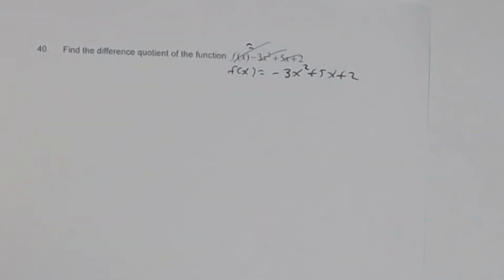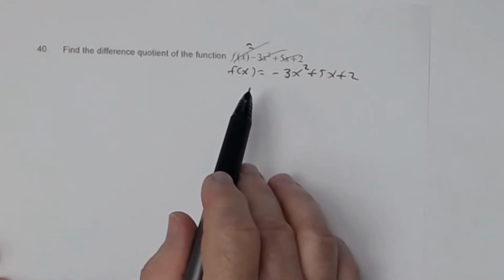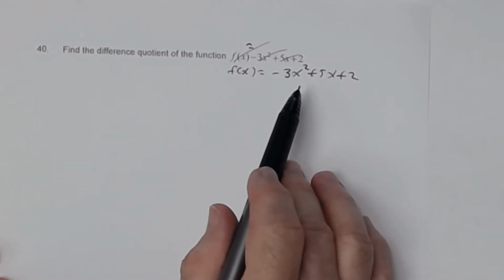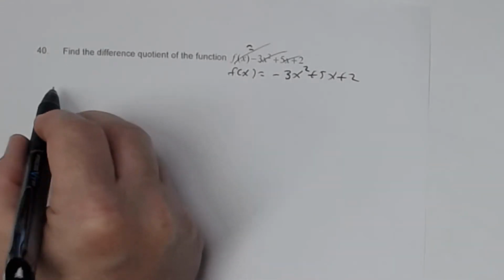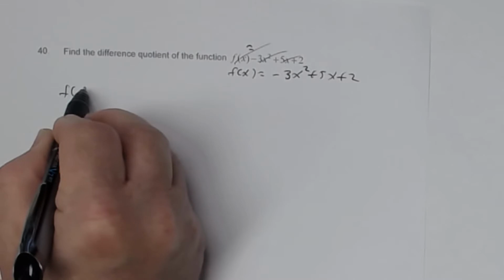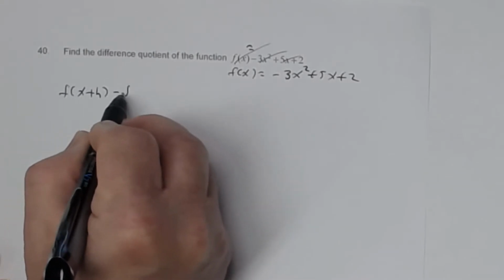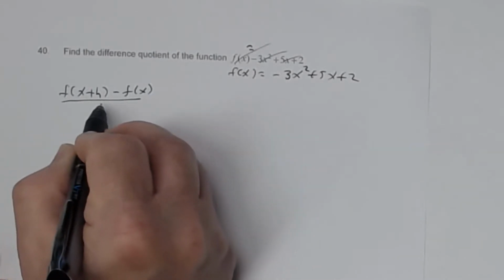All right, so this is the key to some other problems that we've looked at. So if you look at number 40, you want to find the difference quotient for this function. And my function is f of x equals negative 3x squared plus 5x plus 2. So remember the difference quotient's this. It's f of x plus h minus f of x all divided by h.